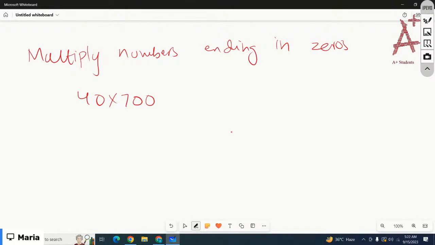Let's just multiply the non-zero numbers, 7 times 4. 7 times 4 is 28, right? Now count the number of zeros in both the numbers. You have 1, 2, 3 zeros. So you have to add 3 zeros after 28. It would be 28,000. What you have to do is multiply the non-zero values, then count the number of zeros and put them right after the digits you got from multiplying the non-zero numbers.